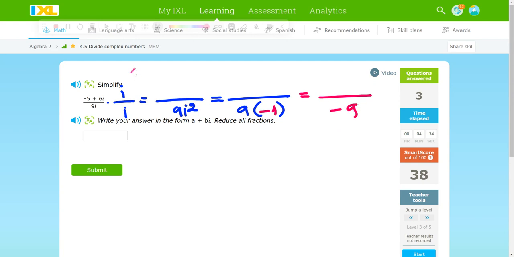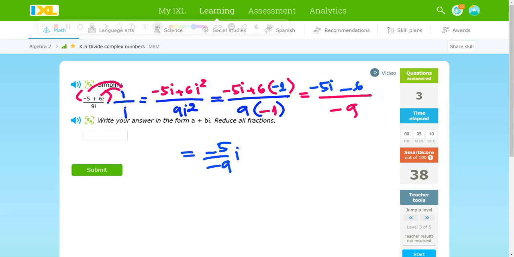Okay, so done with the denominator. Now take care of the numerator. Okay, I multiply -5 with I, become -5I. 6I times I becomes 6I square. Okay, and now instead of I square, I substitute as -1. Okay, and now what I come out with on top is -5I and then subtract 6. So now divide them. So -5 over -9 and then I. And in the back, I got 6/9.